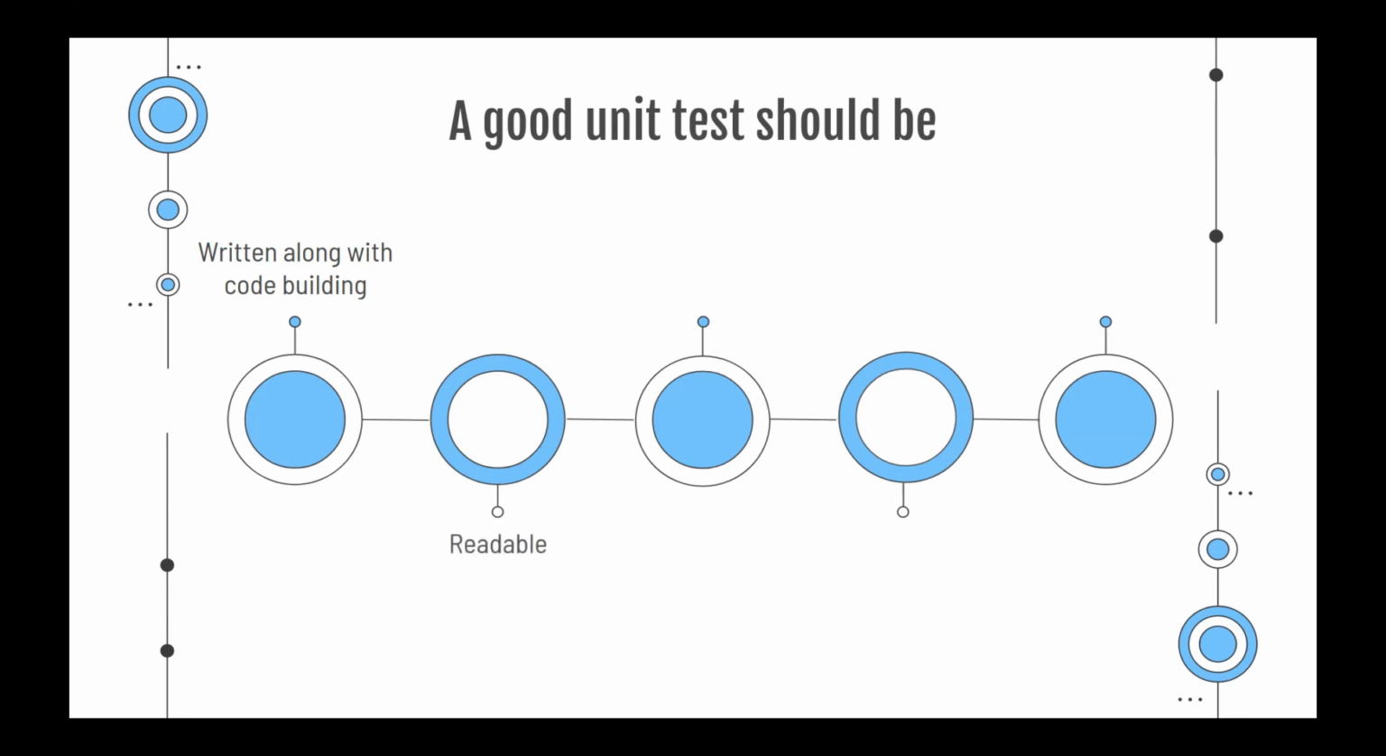Then a good unit test should be readable. The purpose of the unit test should be clear. A good unit test tells a story about some behavioral aspect of an application. So it should be easy to understand which scenario is being tested. And if the test fails for any reason, it's easy to address the problem.